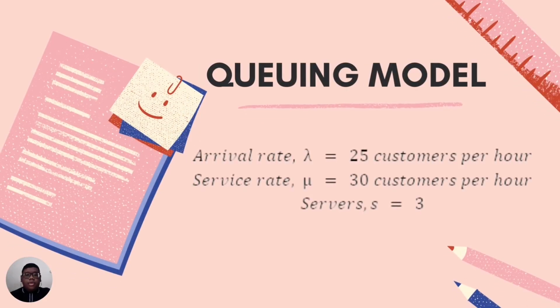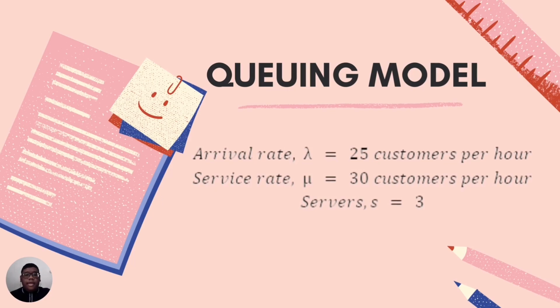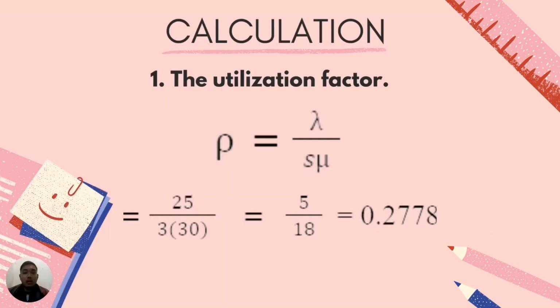Next, for the queuing model, the arrival rate, lambda, equals 25 customers per hour. The service rate, mu, equals 30 customers per hour. And the number of servers, S, equals 3. And then we continue to the calculation part.